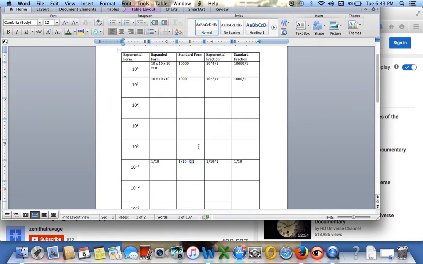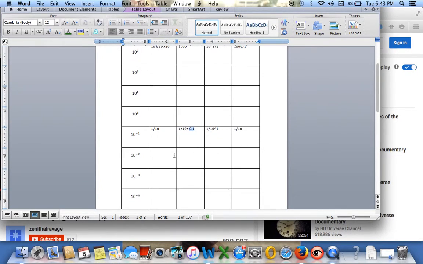Okay, let's try one more here. 10 to the negative 2 power. Well, how do I expand that out? Well, I know that I'm getting smaller, and I know that it's negative, so I need to change it to a fraction. So it's going to be 1 over 10 times 1 over 10, right? What is that going to give me? Well, 1 times 1 is 1. 10 times 10 is 100.